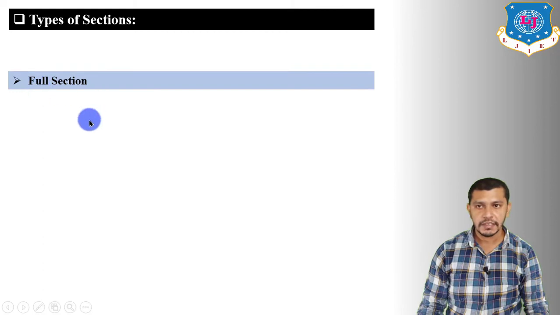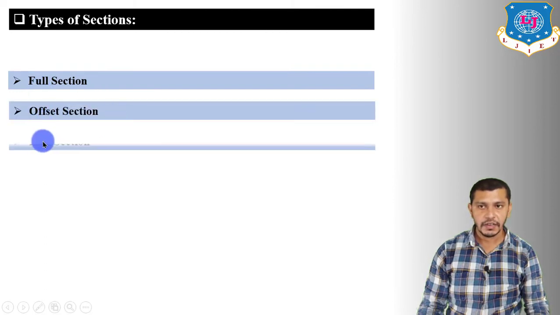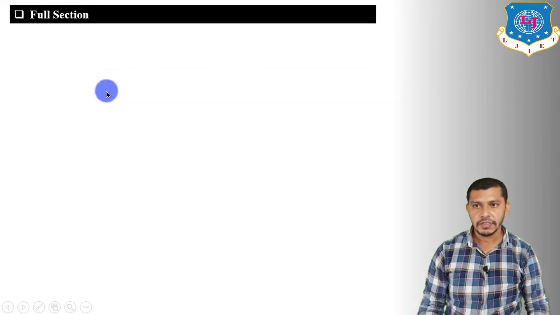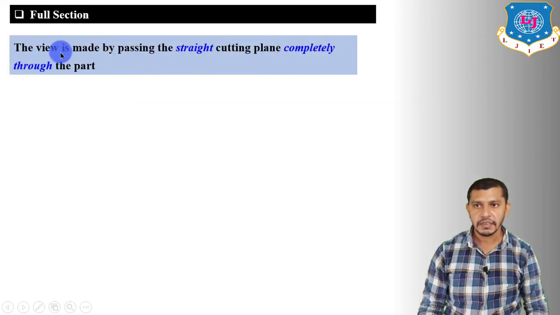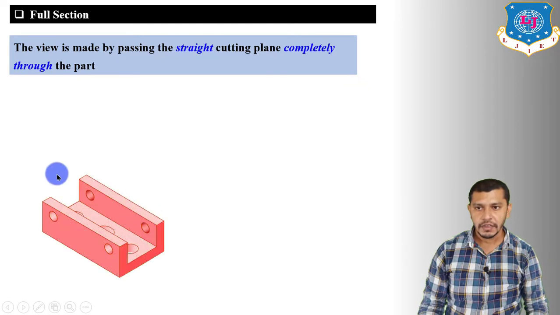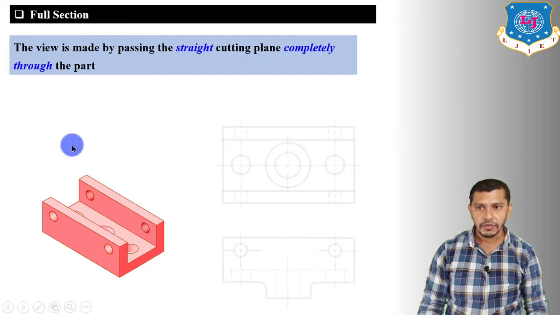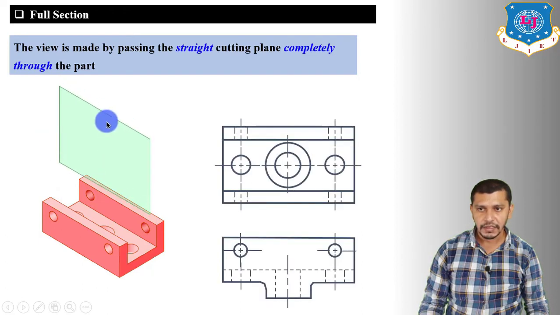Now let us discuss the types of sections. So first is full section, second is offset section, and third is half section. So let us discuss the full section. In the full section, the view is made by passing the straight cutting plane completely through the part. That means we have to take the section of this object by using a cutting plane which is completely passing throughout the part. So we have to take the cutting plane like this, which should completely cut the object. That means from this edge to this edge.